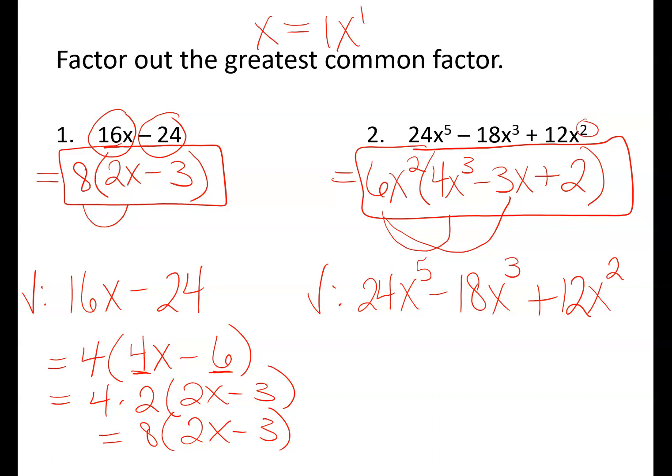To make sure that it's completely factored, look inside your parentheses. You have a 4, a -3, and a 2. Those numbers do not have a common factor, other than 1, of course. So it is completely factored. So that's how you factor out the greatest common factor.